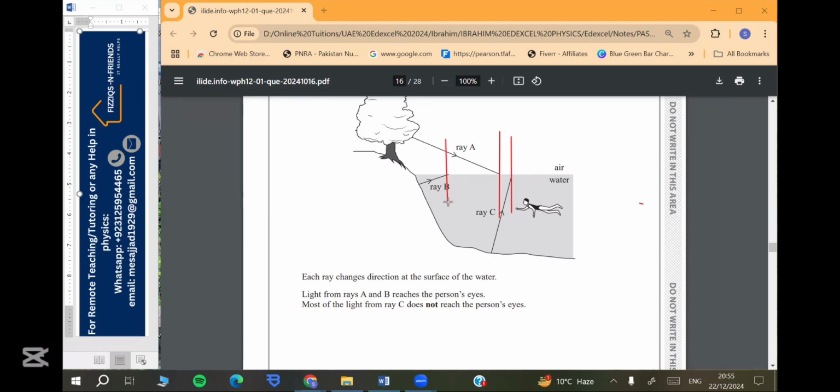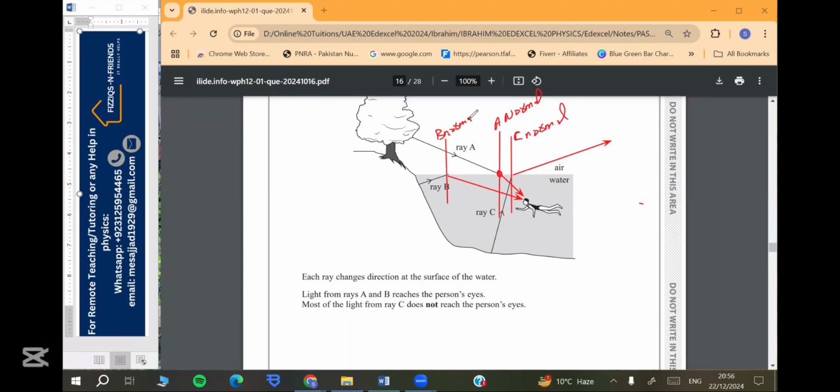and since they are saying ray A and B are reaching the person's eye, it means light is moving this way and light is moving this way. And from C, light is not approaching the eye, so it will be moving this way, right? So from here, what do you see? You are seeing that this is the normal for A, this is the normal for C, and this is the normal for B.